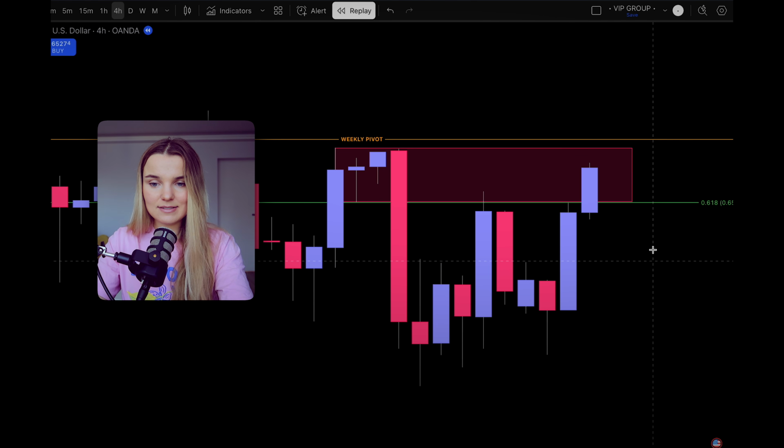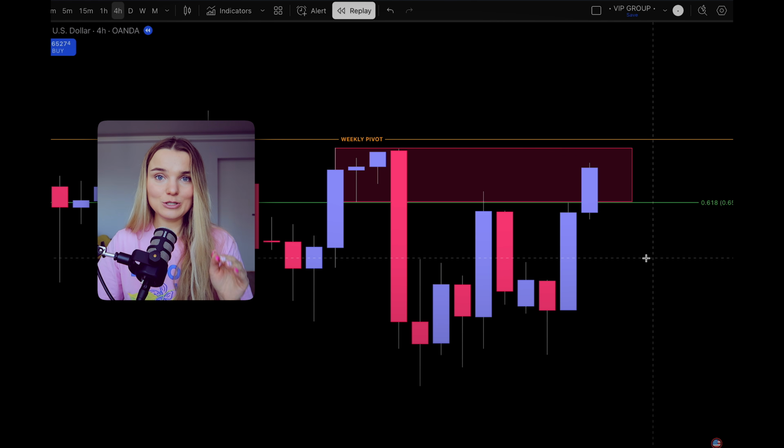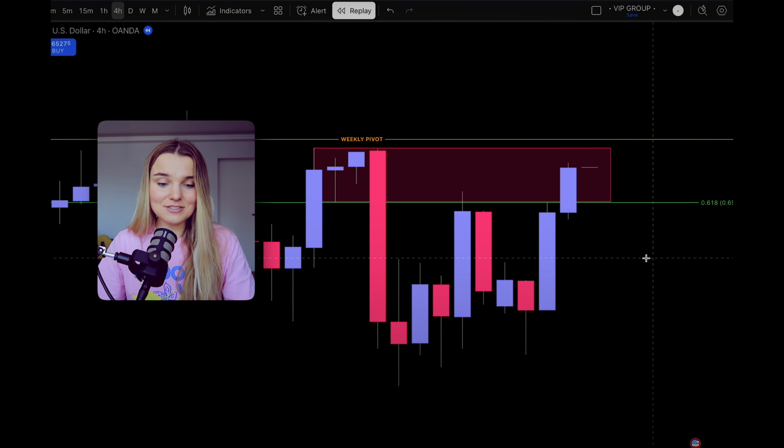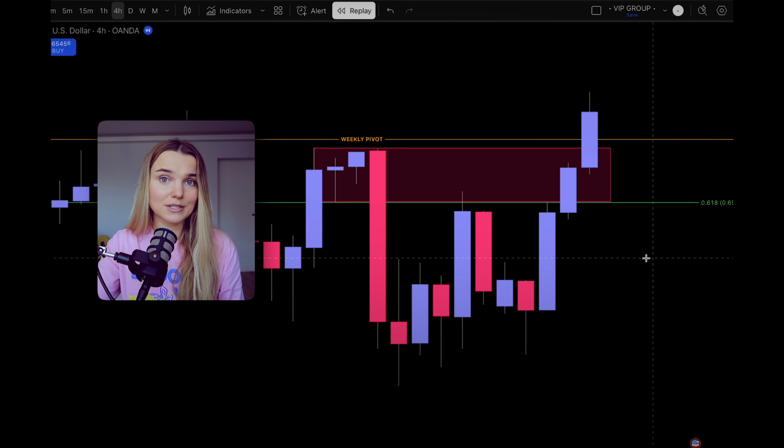But remember, because the zone wasn't fresh anymore, the price completely ignored the only two indicators, which is the weekly pivot point and equilibrium, and as you can see it pushed straight through, turning a potentially profitable setup into a losing one. So the moral of the story is to never trade a zone that's already been touched. Instead, only trade fresh zones, the ones that smell like newly printed money.